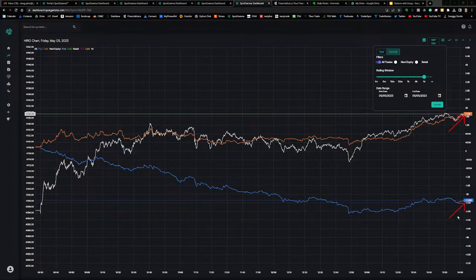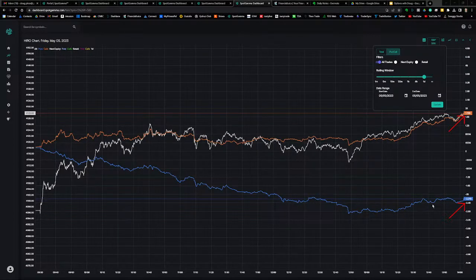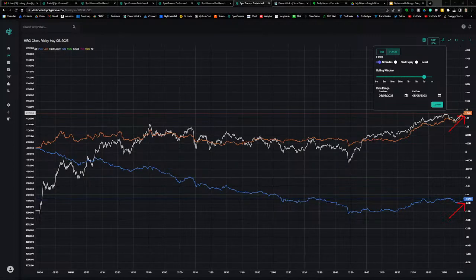That number is negative. And according to this, the put buyers are slightly more aggressive, minus 2.2 billion versus positive 1.78 billion for call buyers. But obviously the call buyers are winning today. All right, let's go back to the total signal.